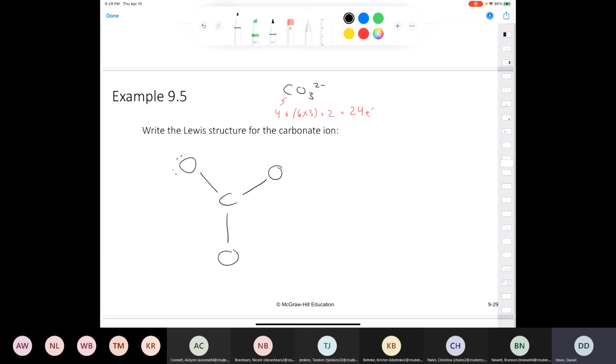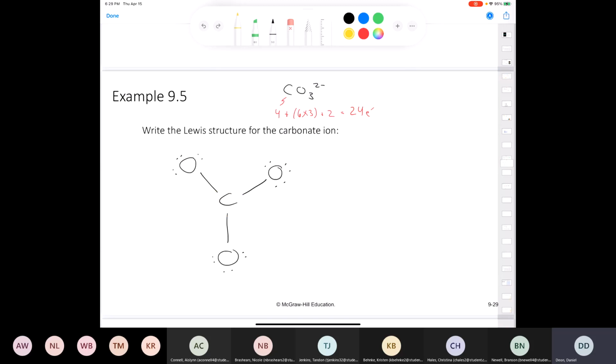1, 2, 3, 4, 5, 6, 7, 8, 9, 10, 11, 12, 13, 14, 15, 16, 17, 18. There we go. Hot dog, we have a wiener. So we've got 18, 19, 20, 21, 22, 23, 24. Everything is used up. I see that each oxygen is surrounded by 8 electrons. Good. No, it's not, is it? Because my carbon is only surrounded by 6 electrons. And so I'm going to have to take one of the lone pairs.